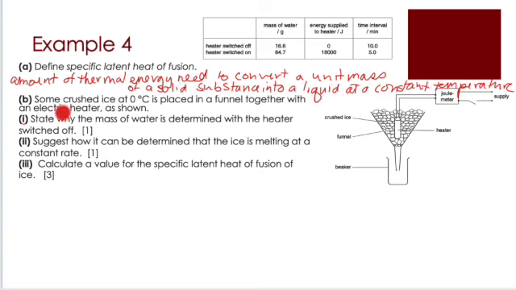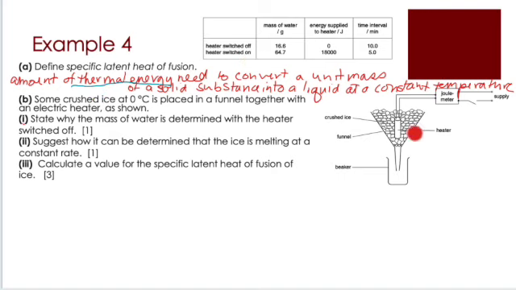The amount of thermal energy needed to convert a unit mass of a solid substance into a liquid at a constant temperature. Let me highlight that I'm talking about thermal energy here. I usually try to avoid using the word heat. Technically, heat is only thermal energy when it's transferred from one body to another. And in this way, yes, we are adding it to the solid, but it's better to use the phrase thermal energy so that you don't start using the phrase heat in the wrong situations.